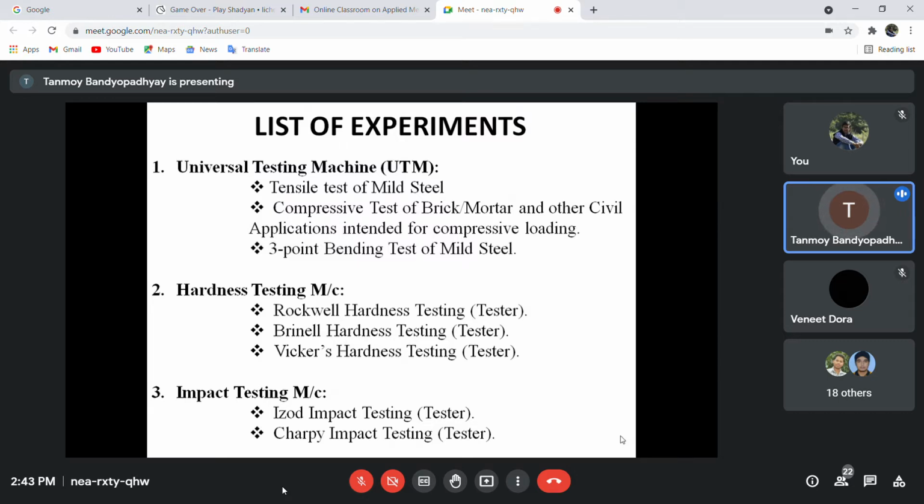So hardness is of different types. One is the Rockwell hardness, the other one is the Brinell hardness, and the third one is the Vickers hardness testing.